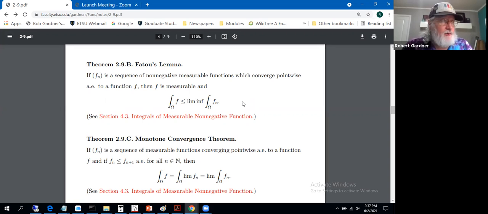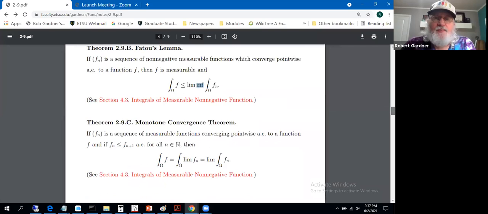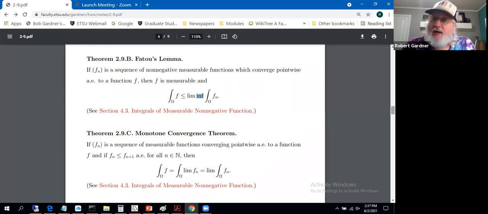Fatou's lemma, we can see specific examples where this is a strict inequality. What we really want to do is get an equality and deal with a regular old limit, not a lim inf. Without more hypotheses, you can't. So we really want a convergence theorem. Fatou's lemma is not a convergence theorem because it deals with lim infs, and we've got an inequality here.